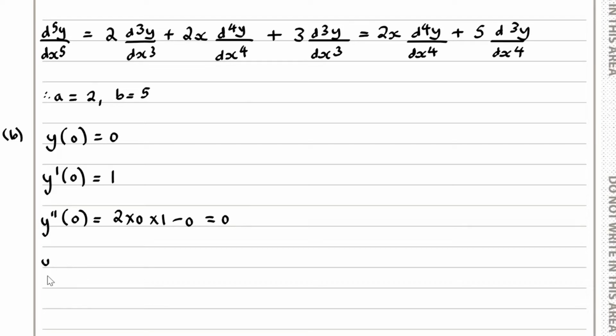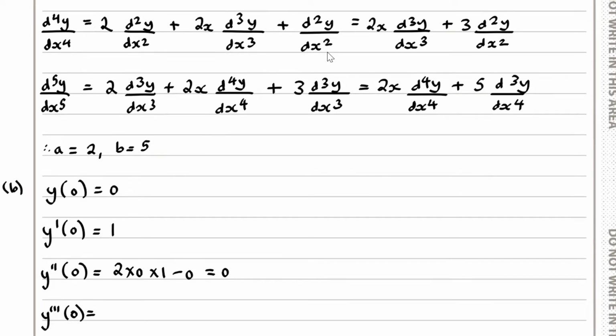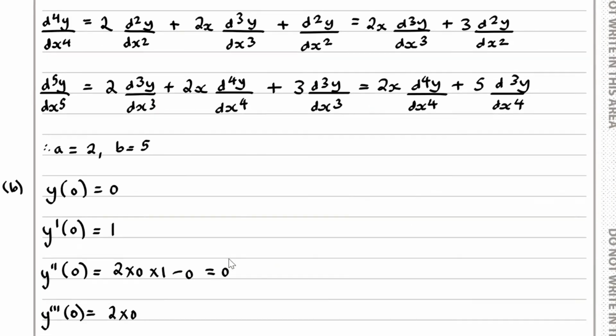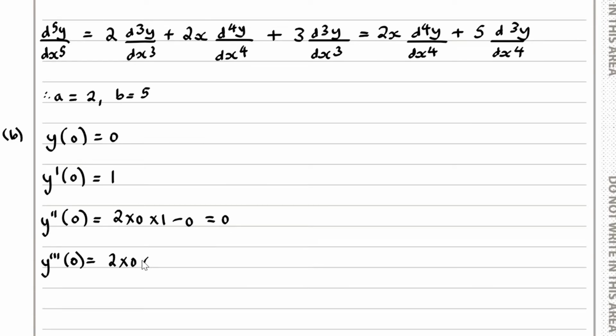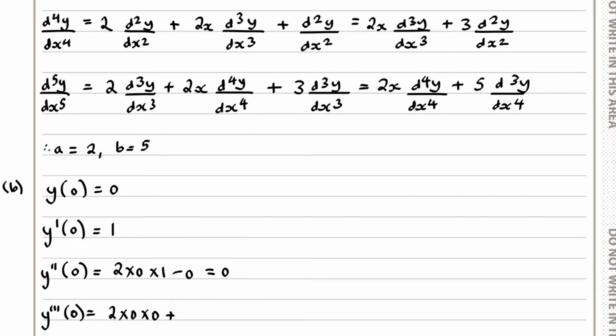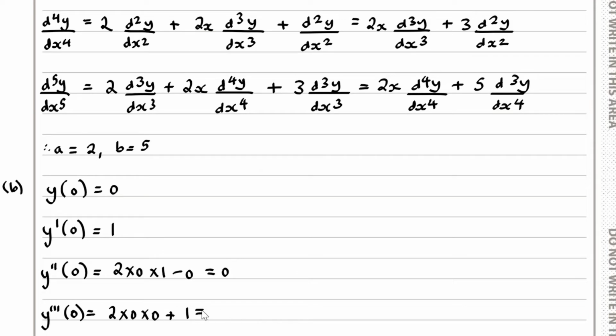Same thing for the third derivative. If you look at the formula for the third derivative, we have 2x lots of the second derivative plus dy over dx. So we have 2 times by 0, and then we have the second derivative, which we've just found to be 0. Then we add on the first derivative, which is 1. So the third derivative at x equals 0 is equal to 1.